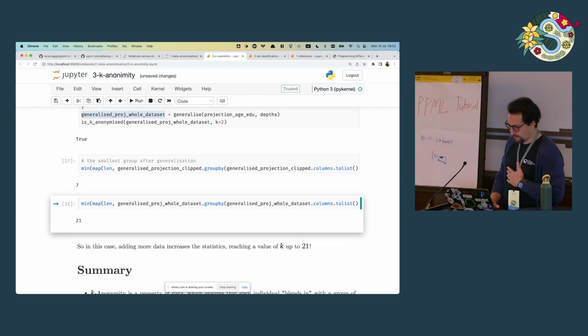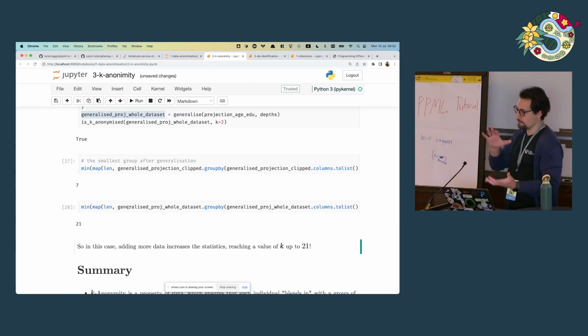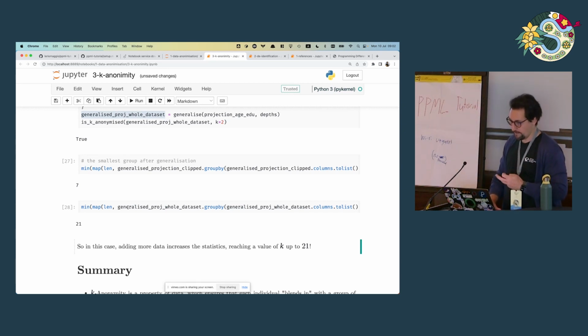In the whole dataset, we should be able to guarantee up to k=21. So we should probably try that just for fun. So we try 7, and it's true. If we try 21, it's still true. If we try 22, it's going to be false, because that's the minimum size, the size of the smallest group we can gather in the data.